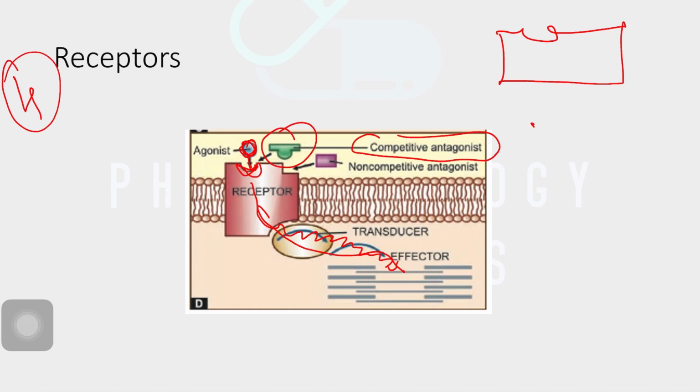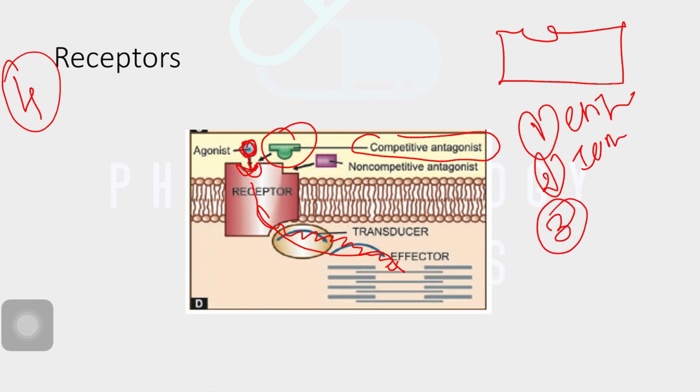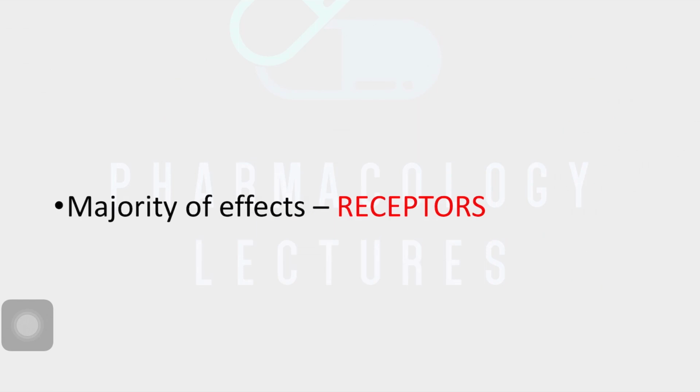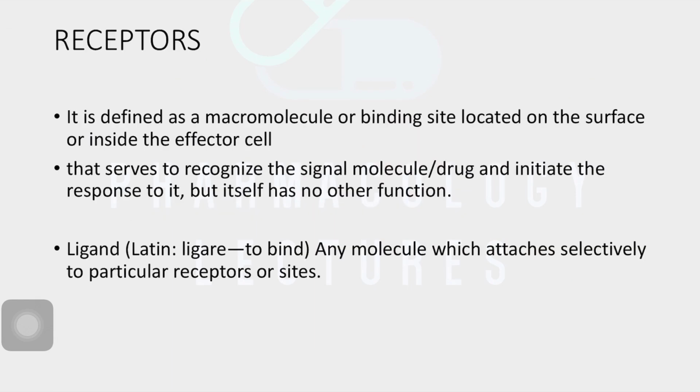Drugs may act on enzymes, drugs may act on ion channels, drugs may act on transporters, and drugs majorly affect the receptors. So the majority of interactions with proteins are carried out with the help of receptors. So we will see in brief, or in detail I would say, about receptors. Now, the first question arises: what are they?